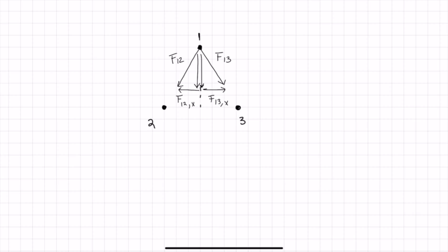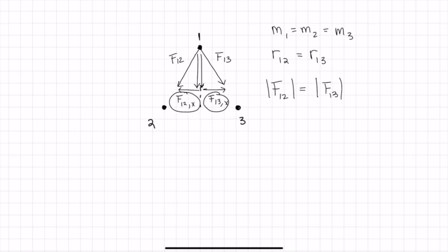So from the symmetry of the question and knowing that M1 equals M2 equals M3, and you can also say the distance between 1 and 2 is going to be equal to the distance between 1 and 3, which would make the magnitude of the forces between these two equal. Well, that also means that these X component magnitudes would have to be equal, but they're pointed in opposite directions, which means that eliminates some of the steps that you would have to do.